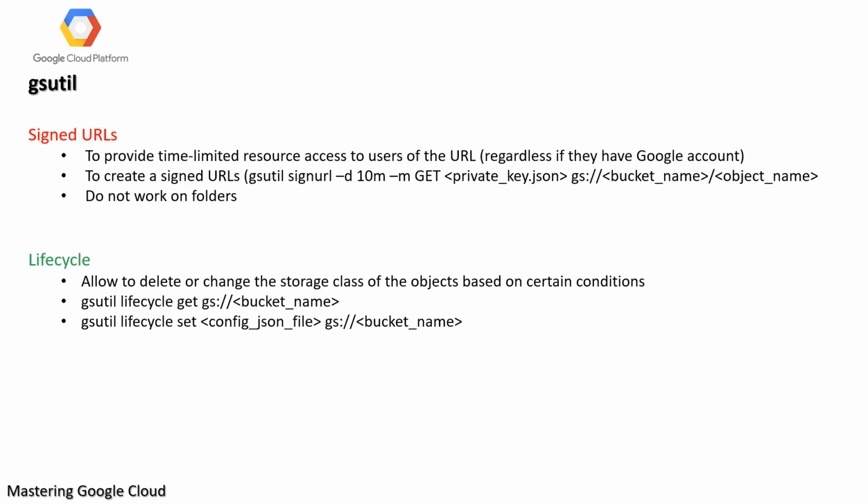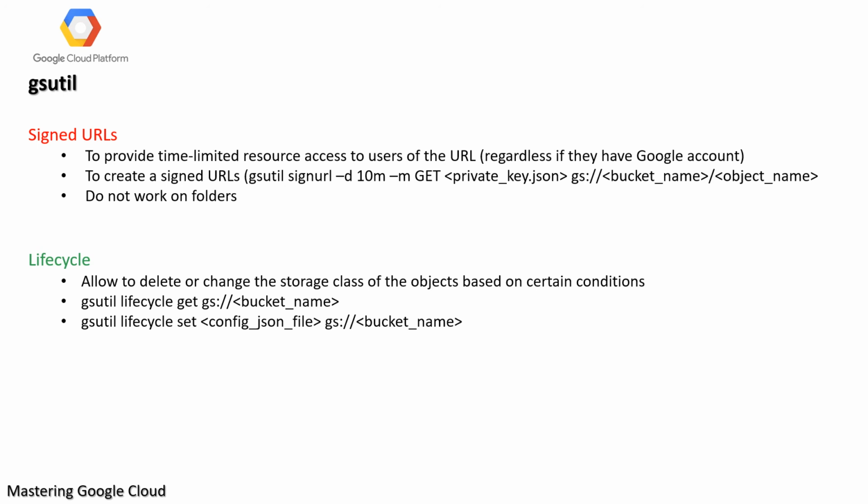The sign URL command uses the private key for the service account to generate the cryptographic signature for the generated URL. It is used to provide time-limited resource access to the users of the URL, regardless of whether they have a Google account or not. To create the signed URL, you should use the gsutil signurl command, and it does not work on folders.